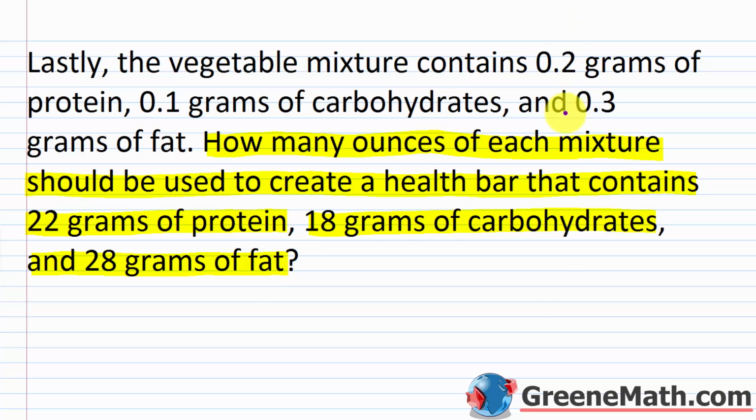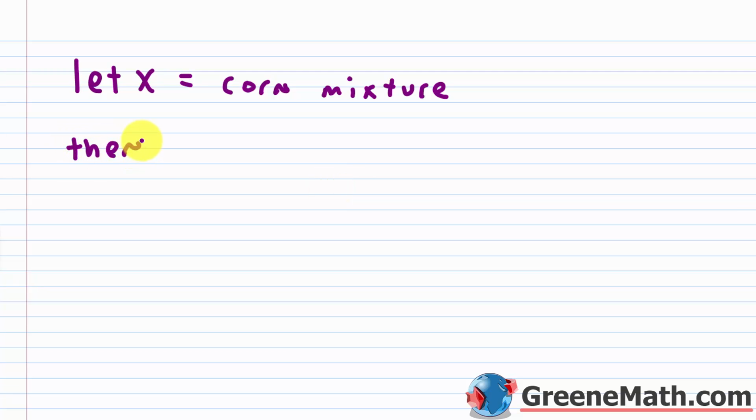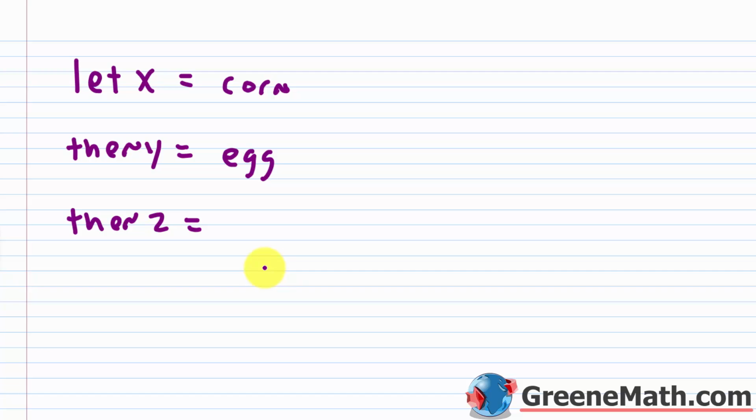So we have 3 unknowns. We need to know how many ounces of the corn mixture we're going to use, how many ounces of the egg mixture, and how many ounces of the vegetable mixture to create this health bar with these specifications. So let's label these 3 as X, Y, and Z. Let X be equal to the amount in ounces for the corn mixture. Then Y is the amount in ounces for the egg mixture, and just to keep this short, I'm going to leave mixture off. Then for Z, the amount in ounces for the vegetable mixture. I'm just going to put VEG to abbreviate that.